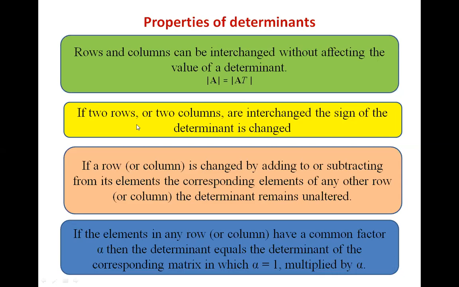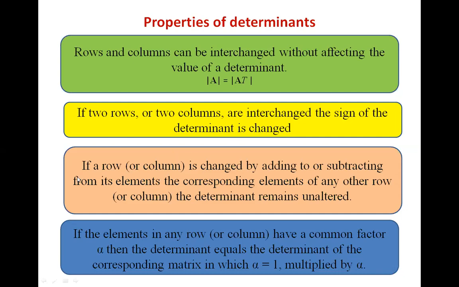Now second, if 2 rows or 2 columns are interchanged, the sign of the determinant is changed. So these are very fantastic properties. You can play with a single example, and you can verify whether these properties are correct or not. Just interchange two rows or two columns, and you can find the value of the determinant with an altered sign. If your earlier answer is plus, the next is minus. So this is a very fantastic property.